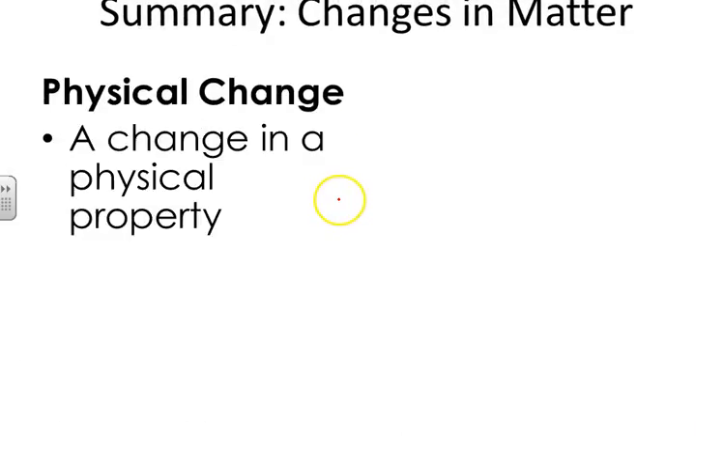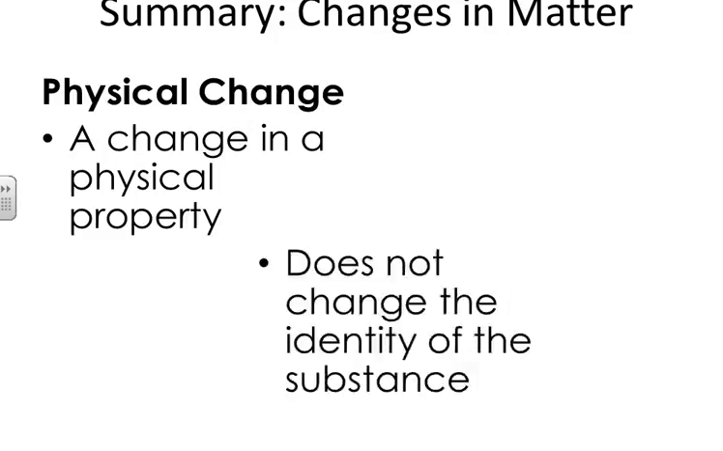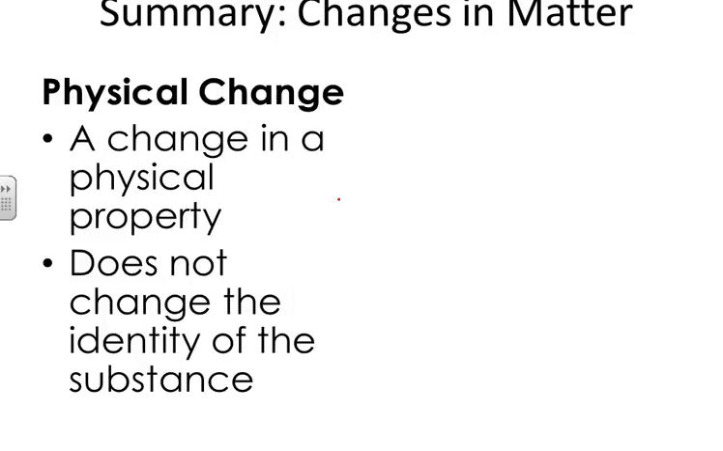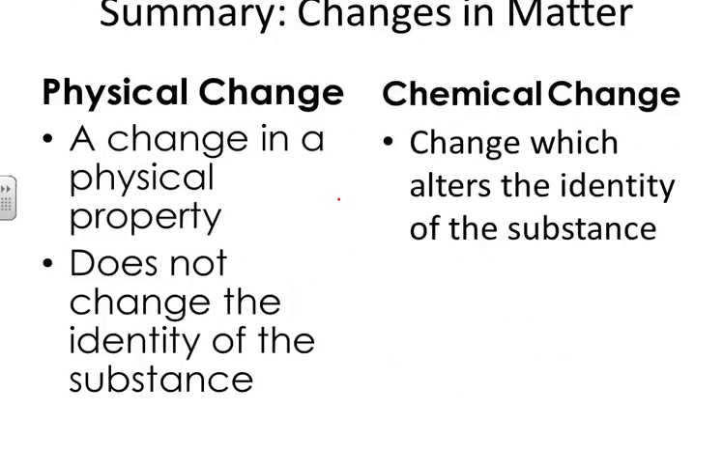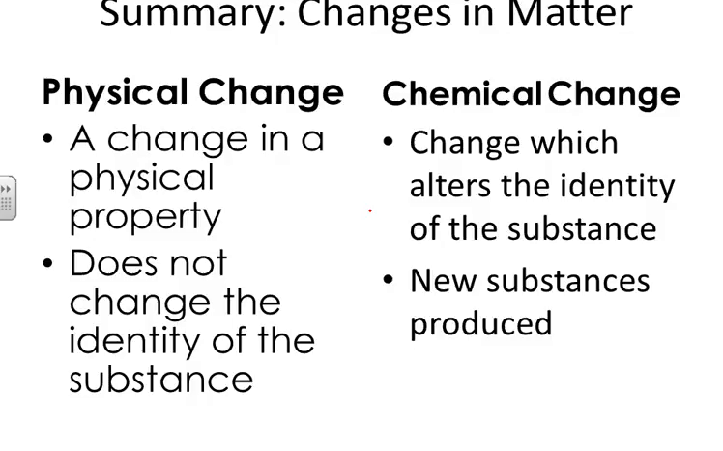In summary, a physical change is a change in a physical property and does not change the identity of the substance. Chemical changes are changes which alter the identity of the substance, and new substances are produced.